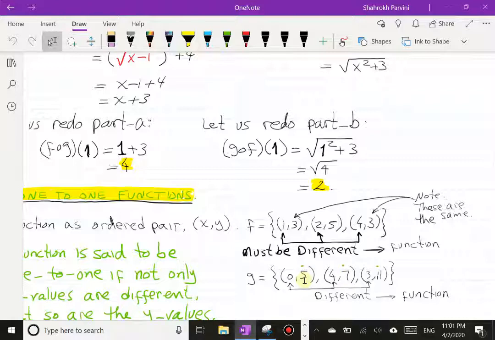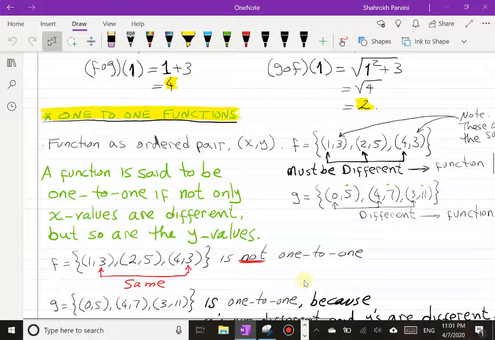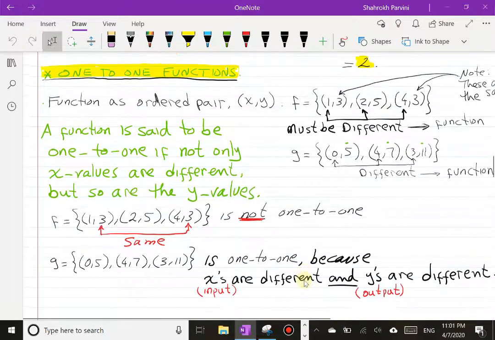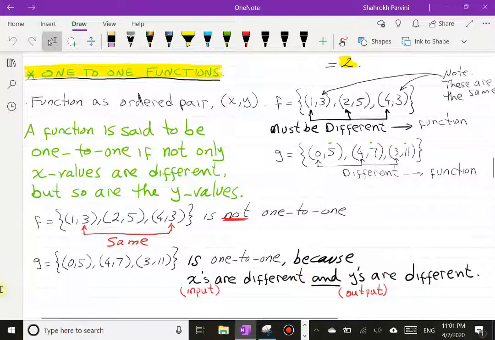However, g, because not only the first but the second numbers are different, is what we call a one-to-one function. So the definition of a one-to-one function is this: a function is one-to-one if not only the x values, the first components of the ordered pairs, are different, but so are the y values.